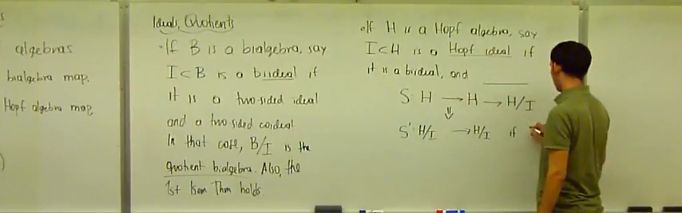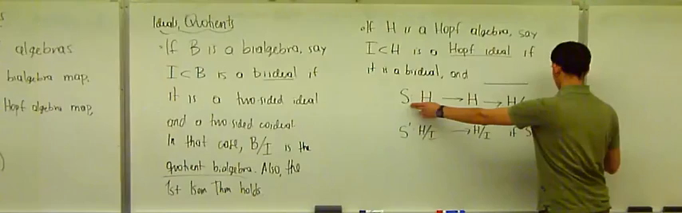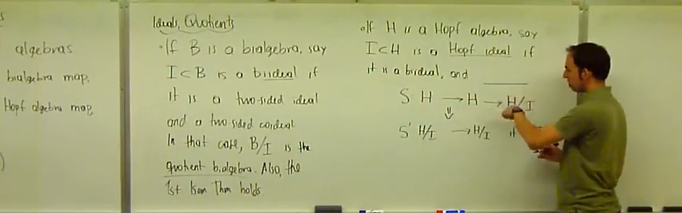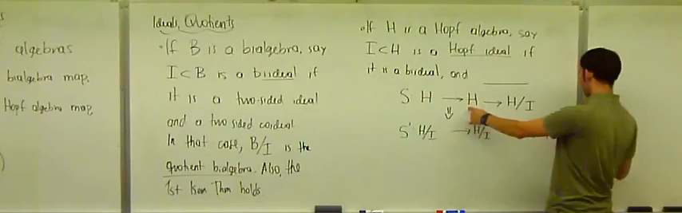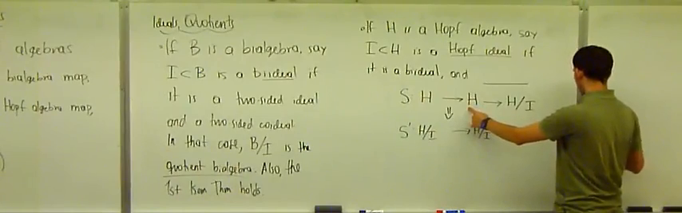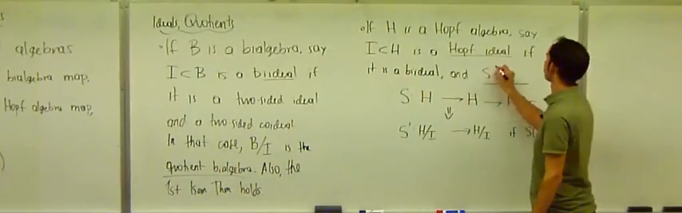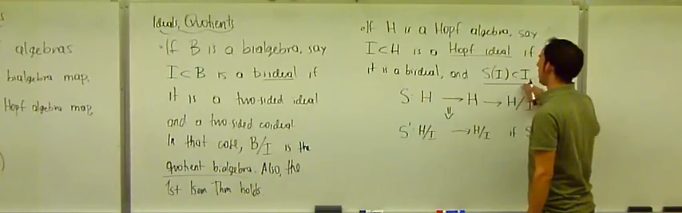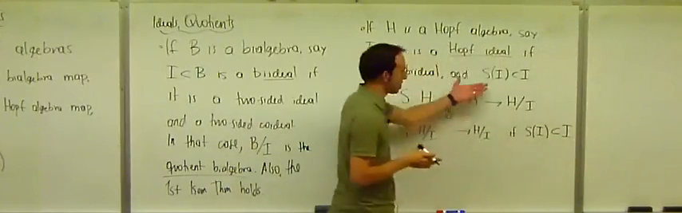So this is going to work if S of I is, so if I is in the kernel of this map, which means that it gets mapped to 0 here, which means that it gets mapped to I here. Okay. So the condition, therefore, should be that S of I should be inside I. Which is exactly what Alejandro was saying. And I claim that that's all you need.